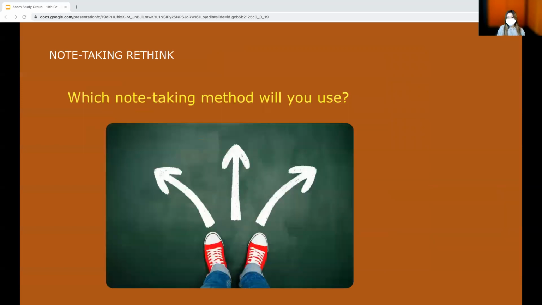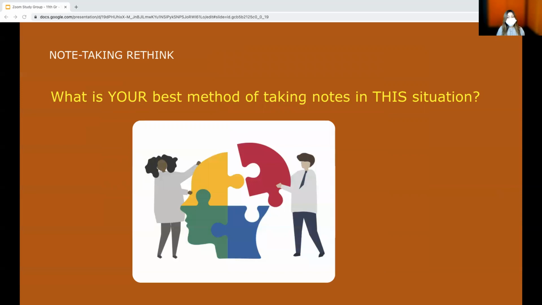So which note-taking method will you use? Really, we should reconsider what we mean by this question, because it's not what method you will be using, but instead, what is your best method of taking notes in this situation? So again, it should come out of you to gauge your focus on that specific subject and try to deem what's most appropriate, what's most fit, and use that note-taking method that's going to be best at capturing those main ideas. So again, it's not what method you will be using, but what is most appropriate to the situation you find yourself in.